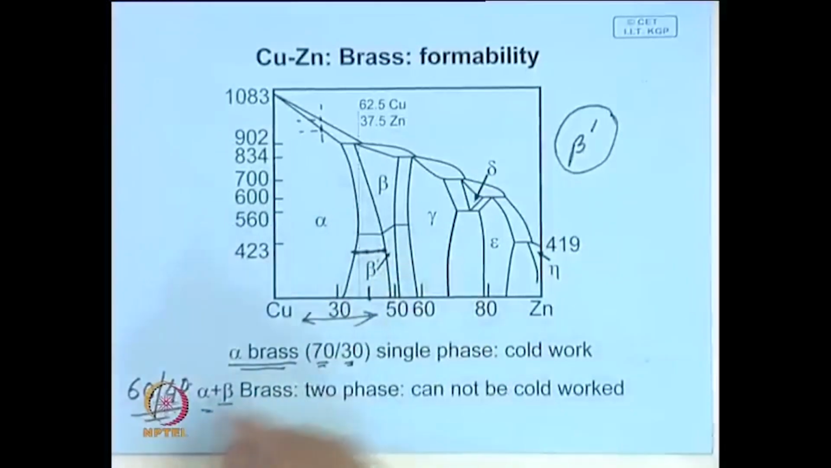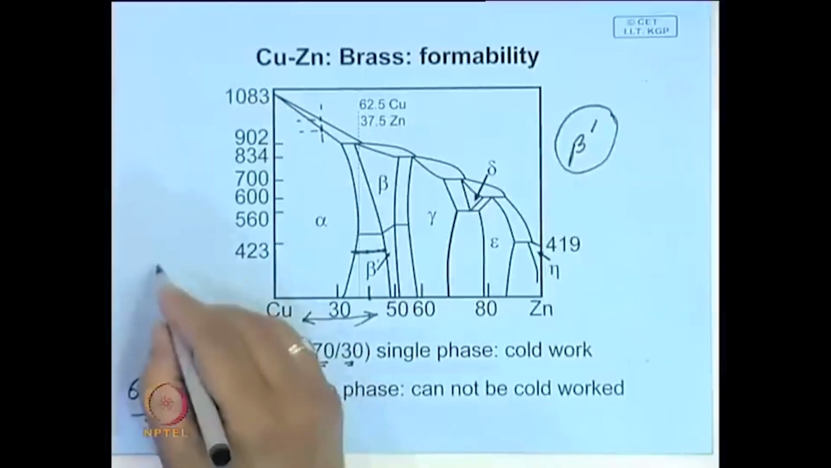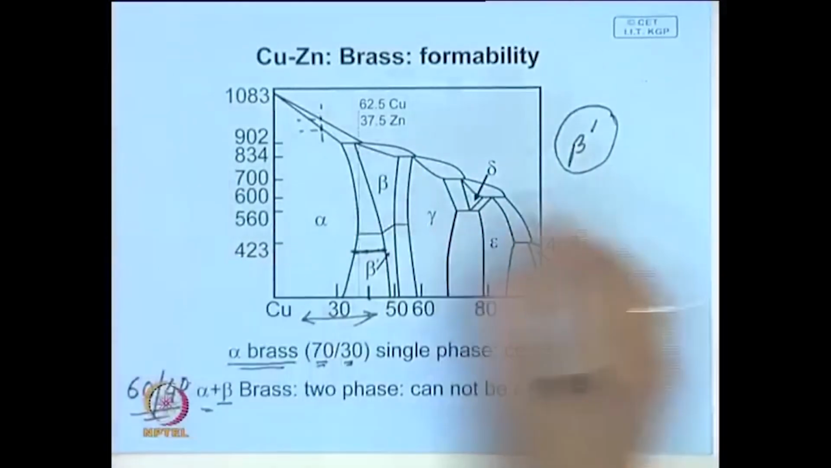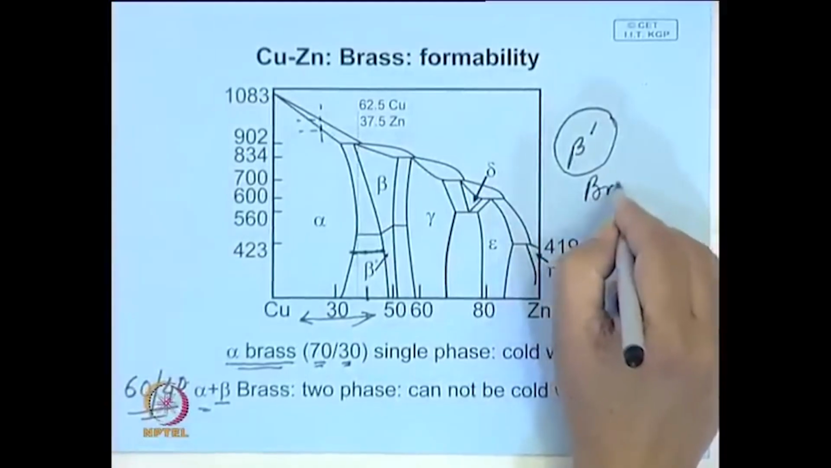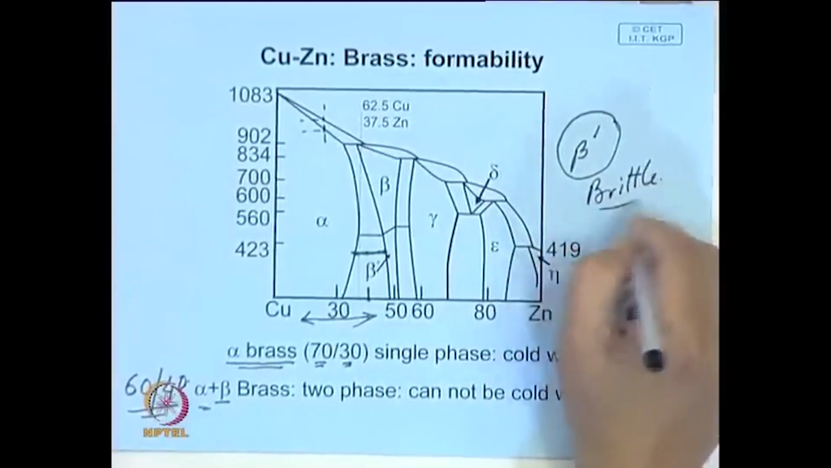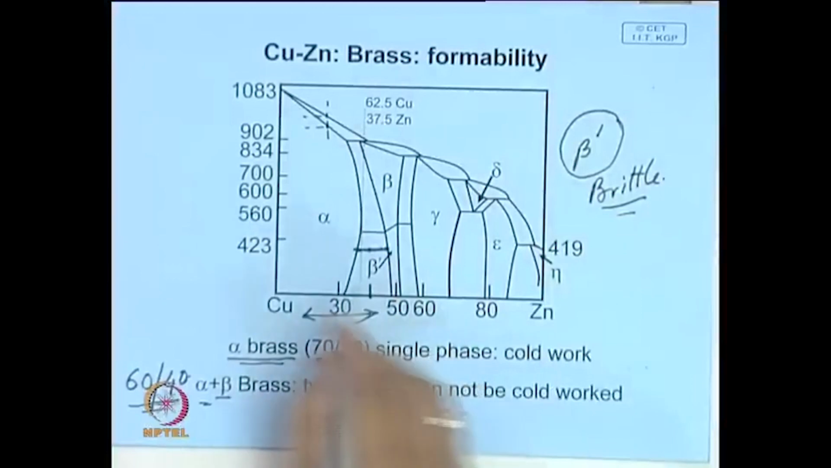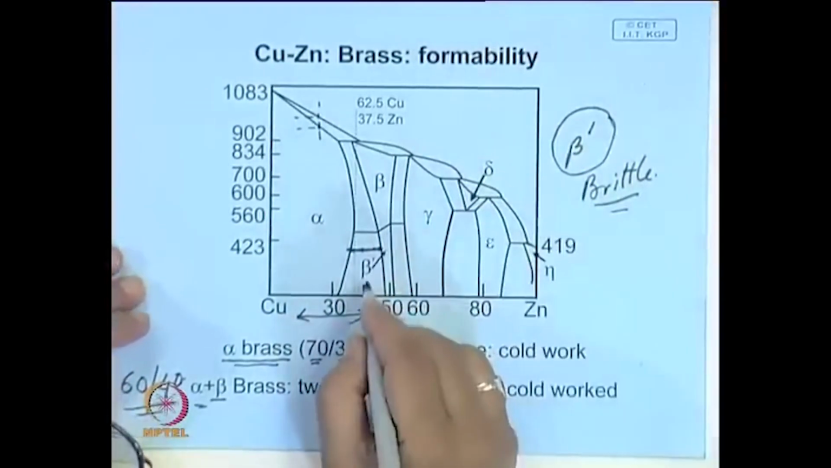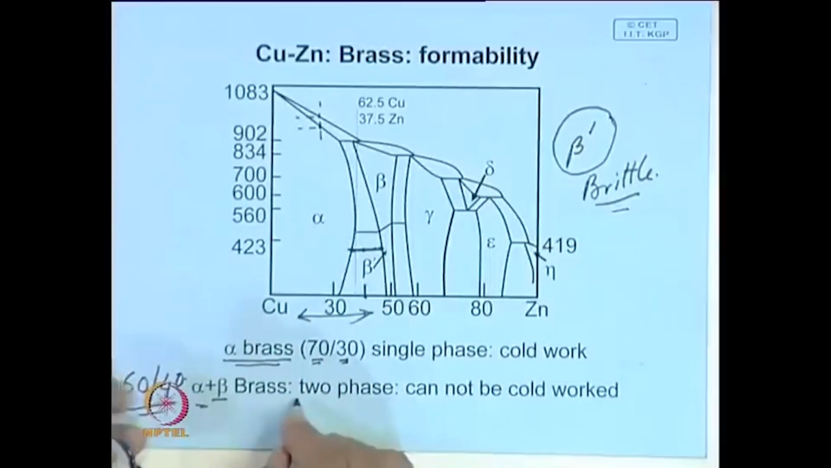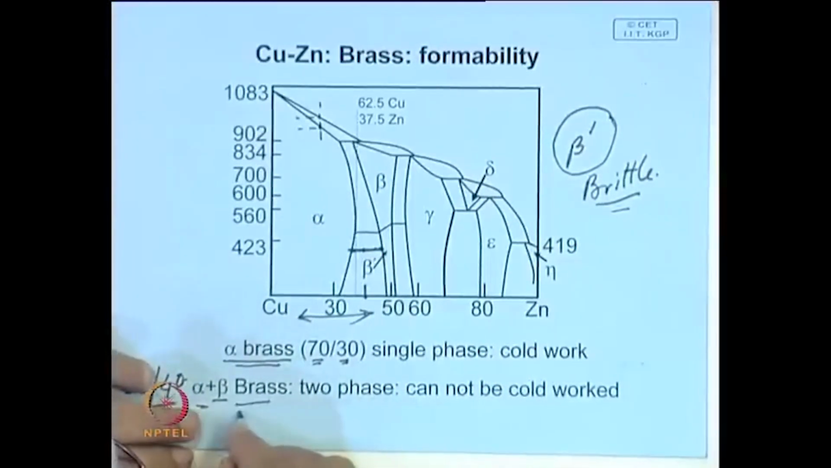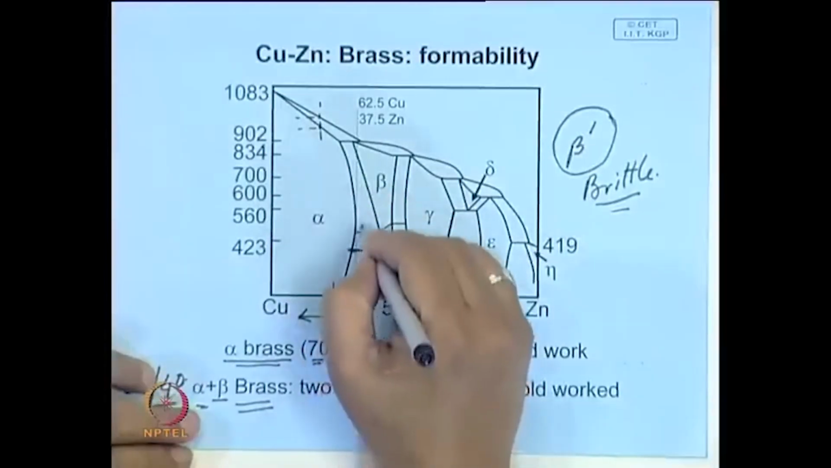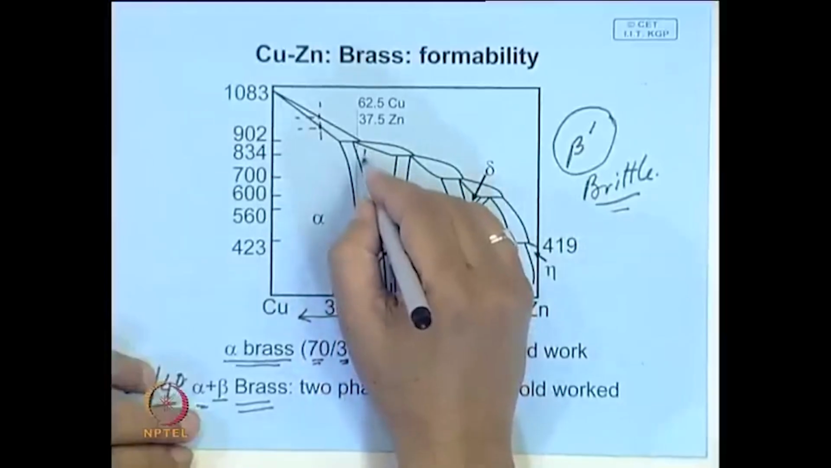So, here it will have a significant amount of alpha, and within alpha you will have a significant amount of beta. And beta is brittle. Therefore, if you try to cold work it, the beta will crack and the material will fail. So, this cannot be cold worked; it is either used in cast form, or if it has to be worked, it must be heated to the beta region somewhere here.